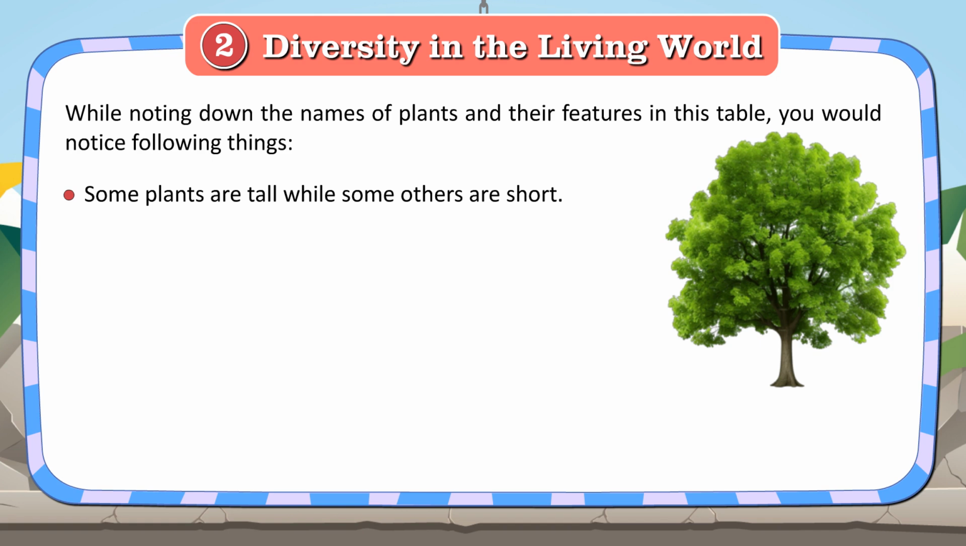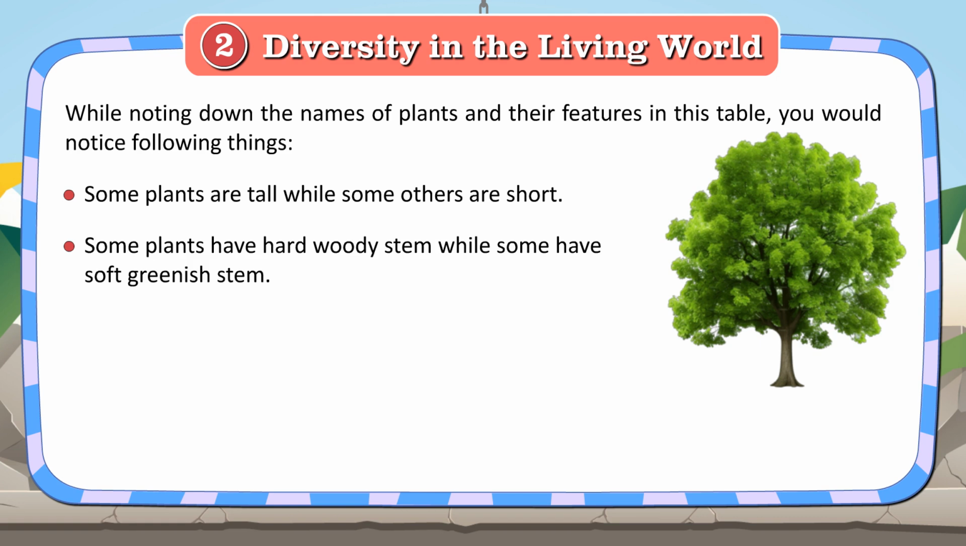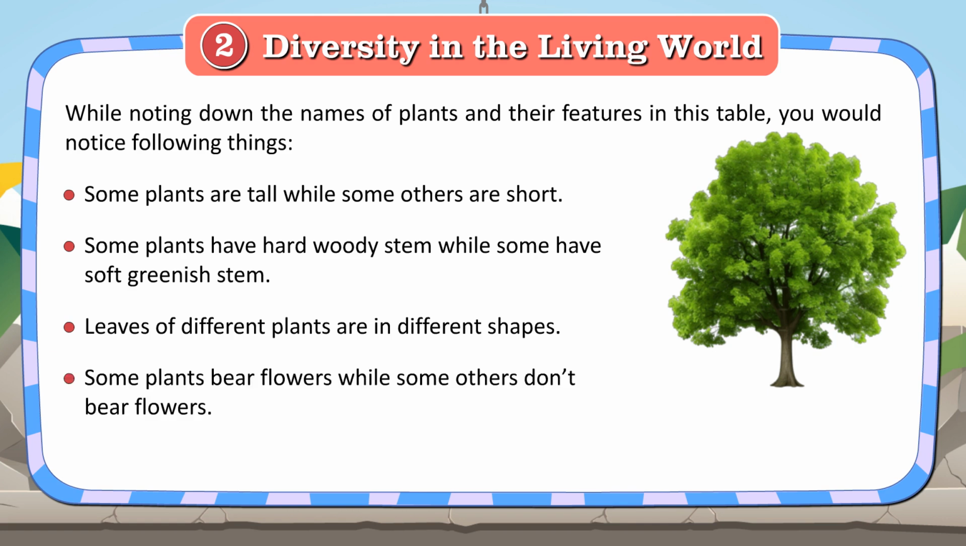Some plants are tall while others are short. Some plants have a hard woody stem while some have a soft greenish stem. Leaves of different plants are in different shapes. Some plants bear flowers while some others don't bear flowers.